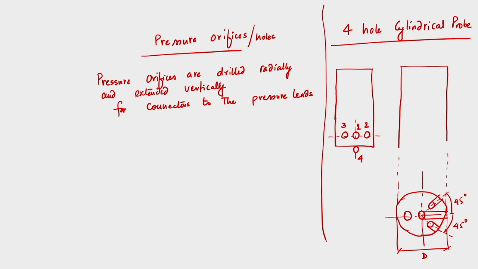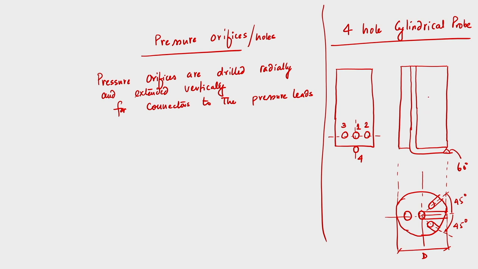Now, if I draw that, this is the fourth hole, and this angle is 60 degrees. So this fourth hole is drilled radially and then extended vertically to connect the pressure leads, and those leads are connected from the pressure leads to the projection manometer and the U-tube manometer. Similarly, there is another one hole.